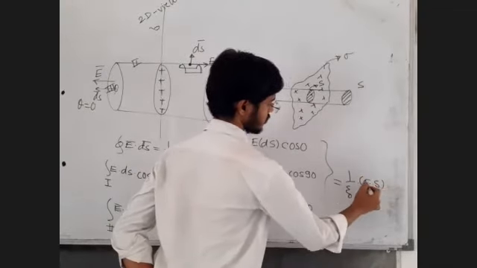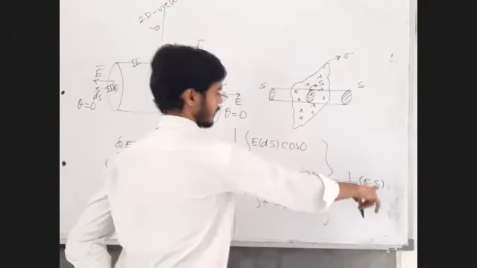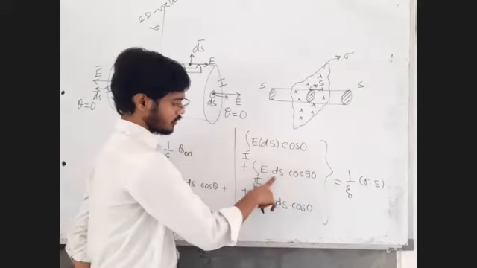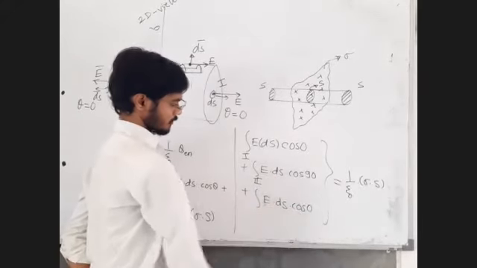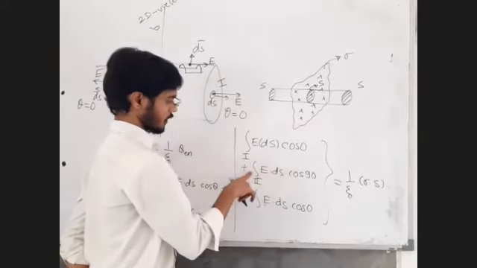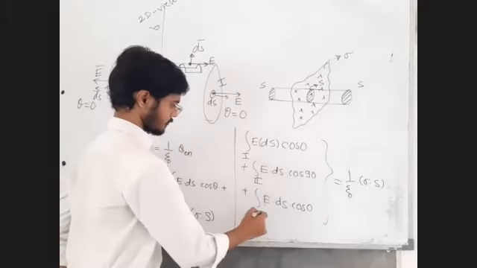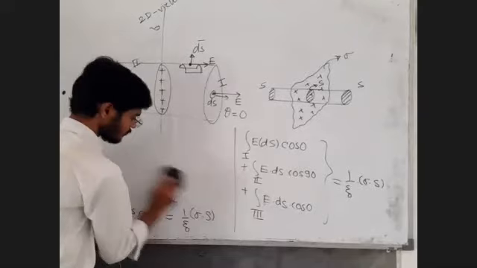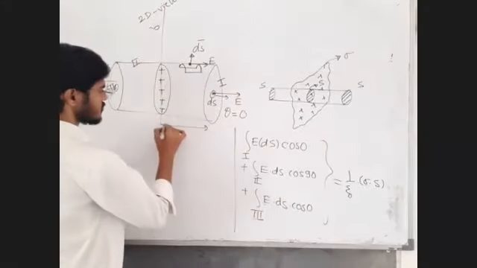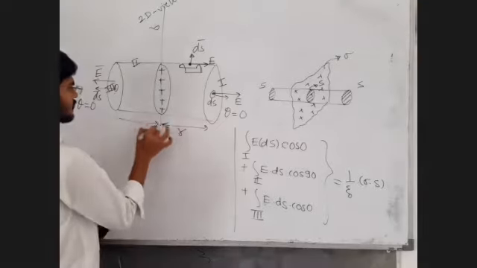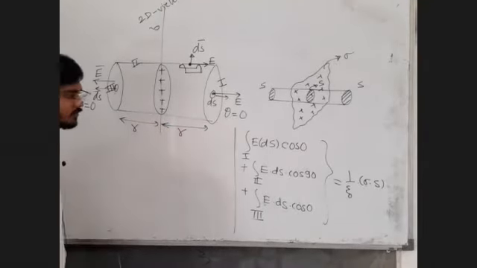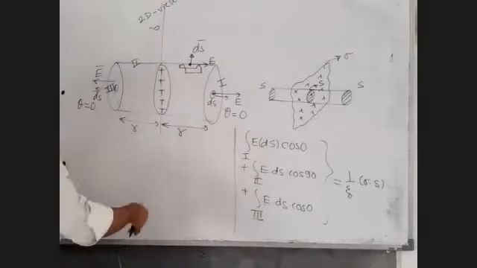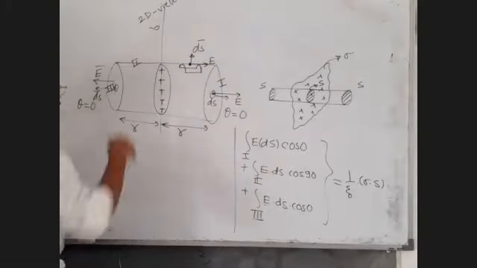Charge enclosed is charge per unit area into enclosed area. Sir, cos 90 0, 0 into anything 0. So this term, second term is going to become 0. All right. First and third, let's do it. This distance r, this distance r. Sir, this electric field, this sheet is infinitely long.